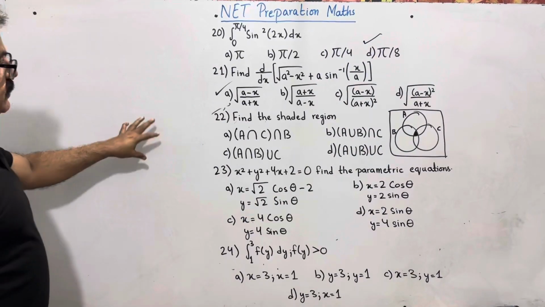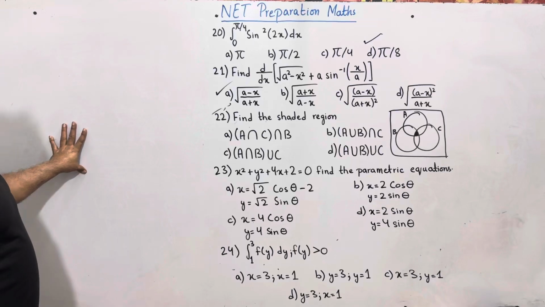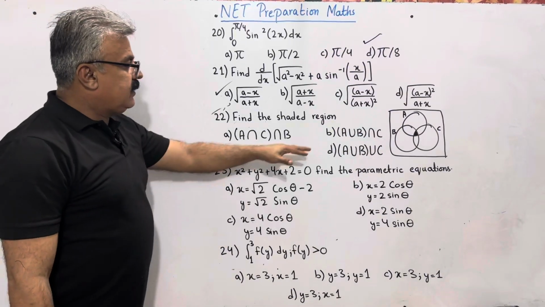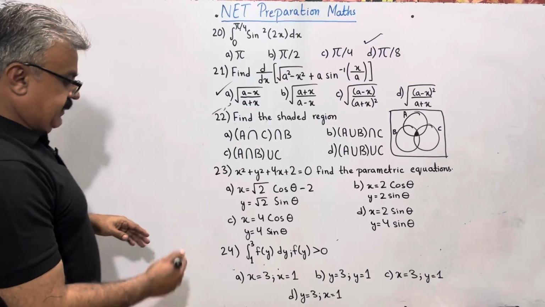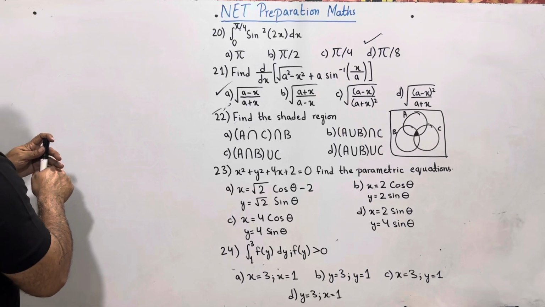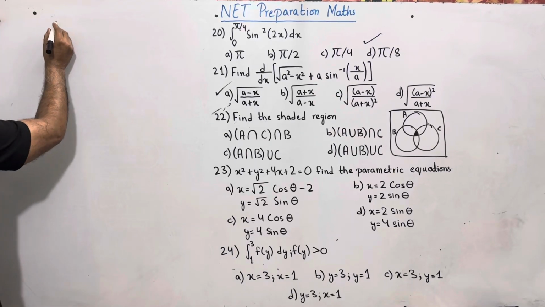Moving to the next question, find the shaded region. It's really very simple. But what are these four options that are written? Let me give you a simple idea about set theory. Let me be a George Cantor for a while.